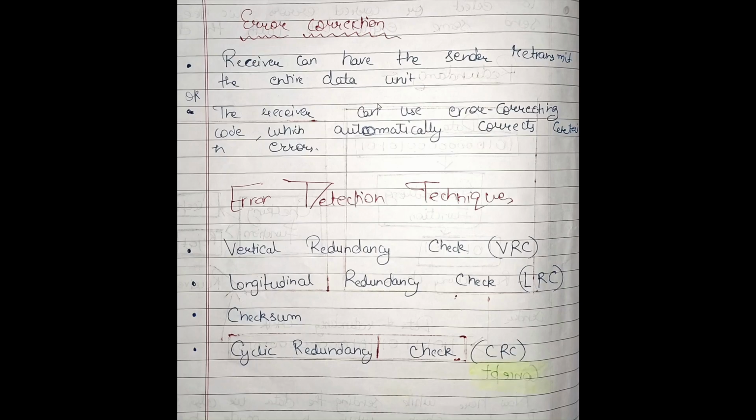Alright, fine. What to do now? There are two ways in front of you. Either you can contact the sender and ask them to please retransmit the entire data, because there happens to be an error in the data that you sent earlier. This is one way. The other way is that the receiver can use an error correcting code, which automatically corrects certain errors. So one way was to ask the sender to retransmit the entire data. The other way is applying some error correcting methods. We are going to discuss them later in the coming videos.